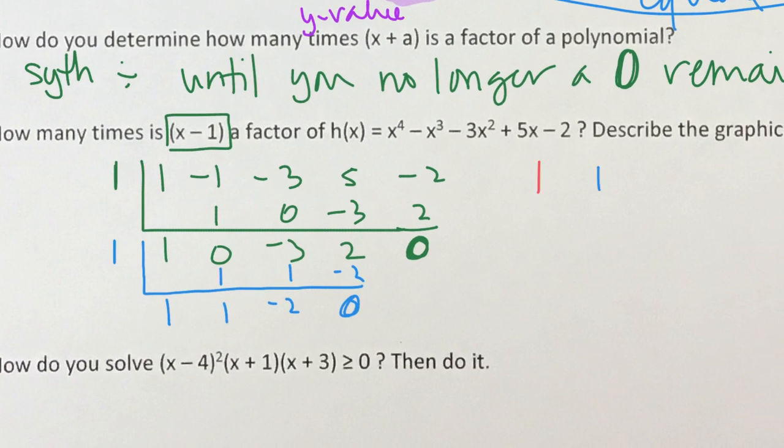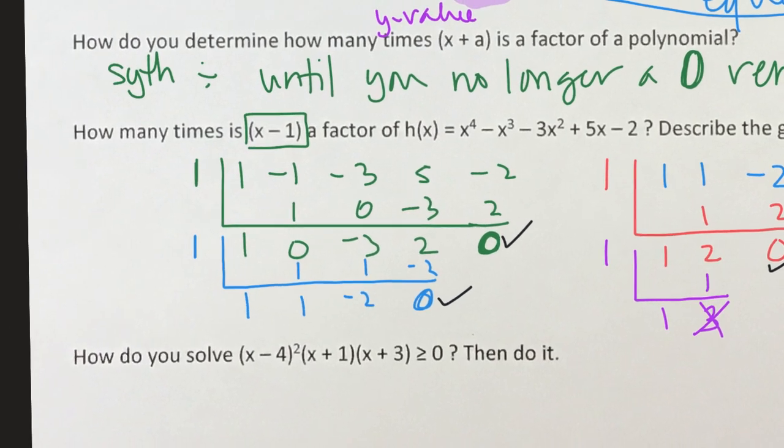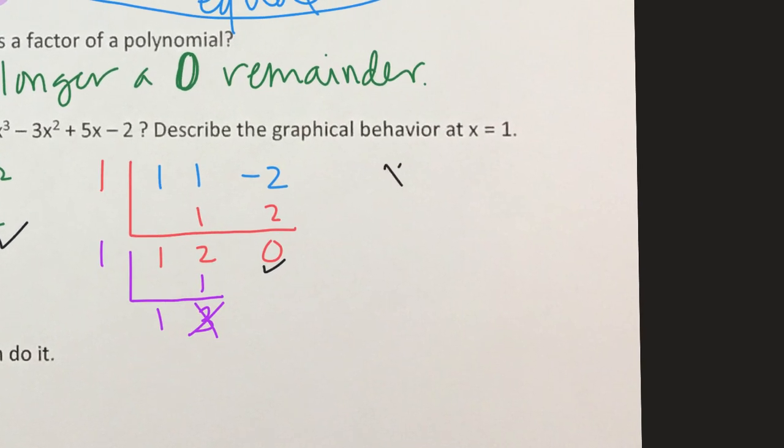So I'm going to come over here. I had 1, 1, and minus 2. Using red this time. 1, 1, 2, 2, 0. Bam, it happened again. Now we're going to try it another time with these 2 numbers. 1, 2, 3. Nope, sorry, it didn't work again. So now we count. I have 1 zero, 2 zeros, 3 zeros. So how many times is it a factor? It's a factor 3 times.